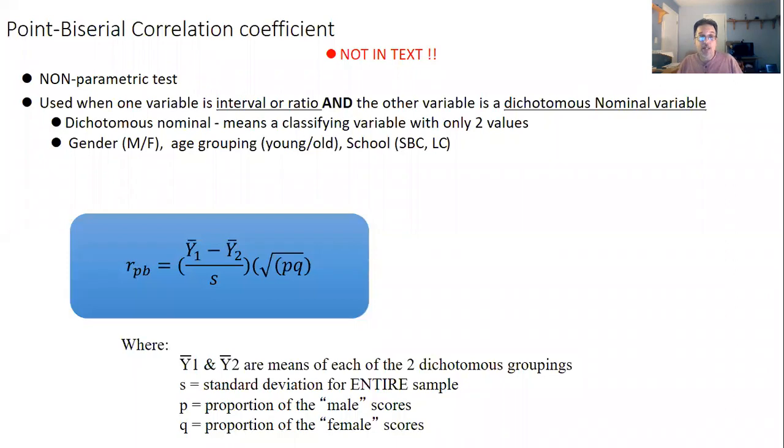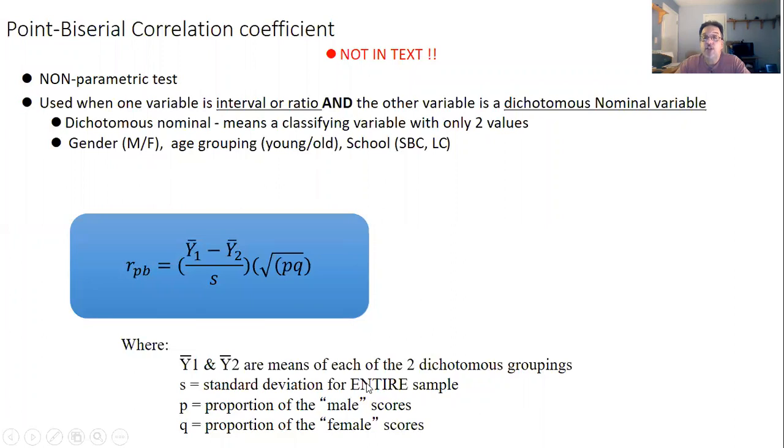Okay, so that first quantity is multiplied by the square root of the quantity p multiplied by q. So you would do p times q, take the square root of that, and then take that set of parentheses, multiply it by the solution to the first set of parentheses, and that would give you the overall or the final result. At this point, look down here where y bar 1 and y bar 2 are the means of each of those two dichotomous groups.